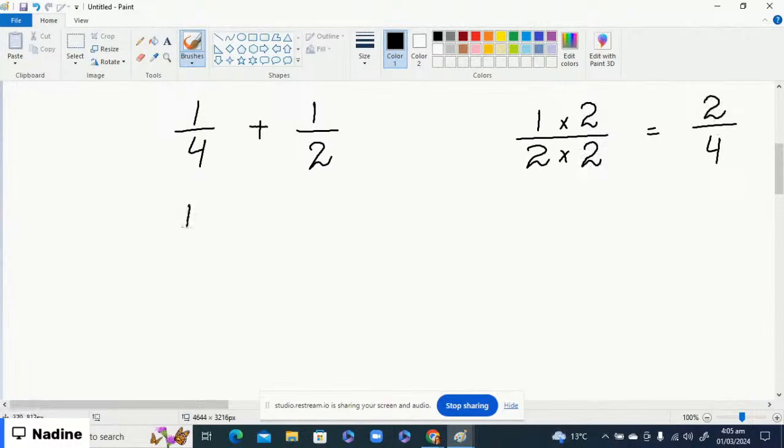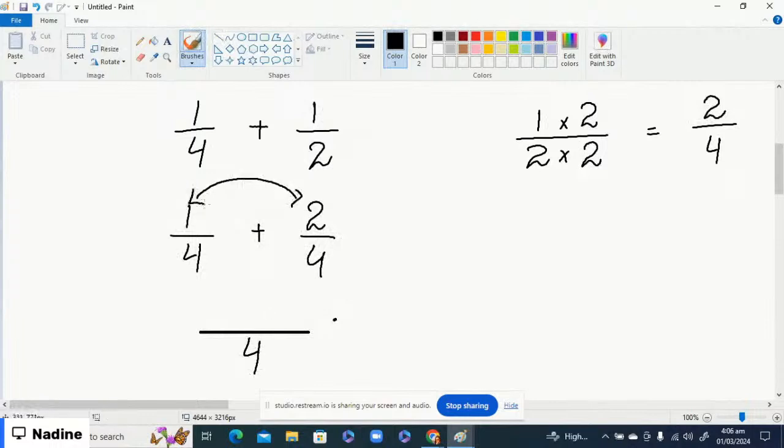Now what do we do? 1 by 4 is the same, plus in place of 1 by 2 we're going to write 2 over 4. Now we write only one denominator here. These are both the same, so we write only 4. Now adding their numerators, what does it become? 1 plus 2 is 3, that is 3 by 4. Good. Okay, let's do the next question.